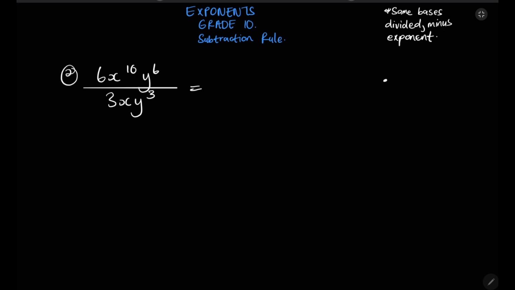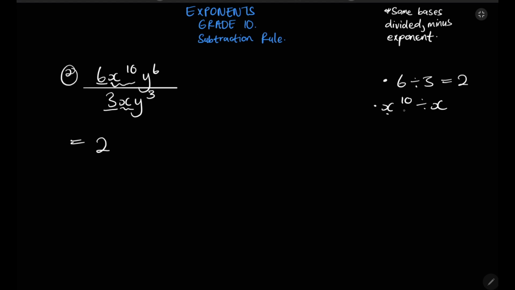Our coefficients. You have 6 and 3. So this is 6 divided by 3, which is 2. So you write down our 2 here. Now let's move to our values. You have x to the power 10 and x. x to the power 10 divided by x. Okay? Because you're dealing with division.